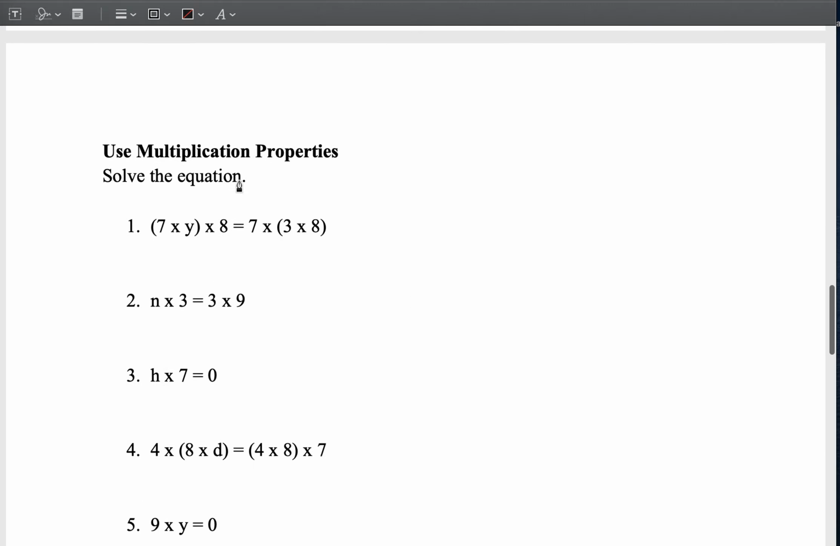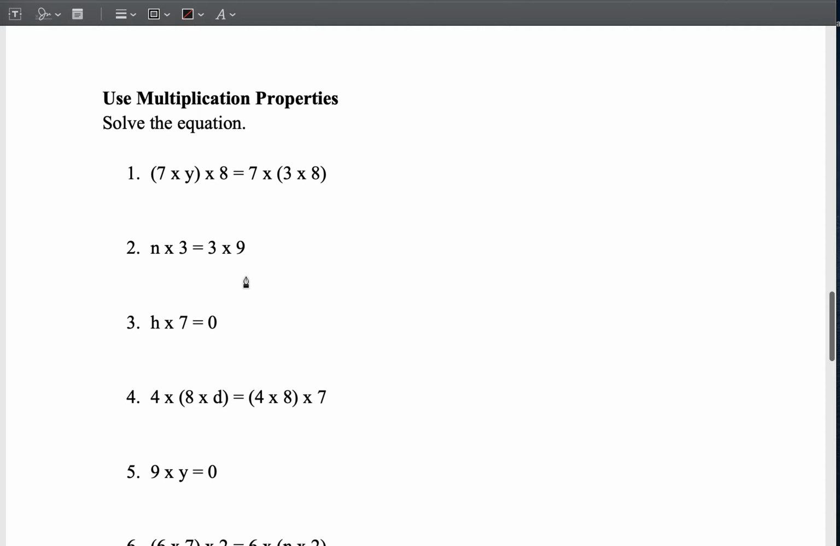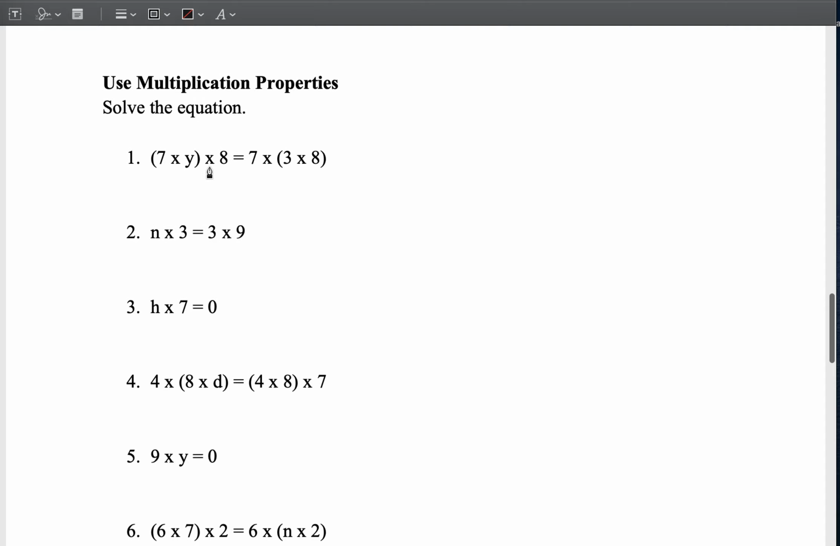Now let's look for using multiplication properties, just to solve the equation. So let's try the first one. 7 times y times 8 equals 7 times 3 times 8. So this parentheses when multiplying has no effect on which order it is, because eventually at the end you're going to end up multiplying. So just act like the parentheses are not there. 7 times y. 7 times 3. So in this case, y would equal 3. And this is called the commutative property, where the parentheses are just in different places, but the value is actually the same. Let's do another example.